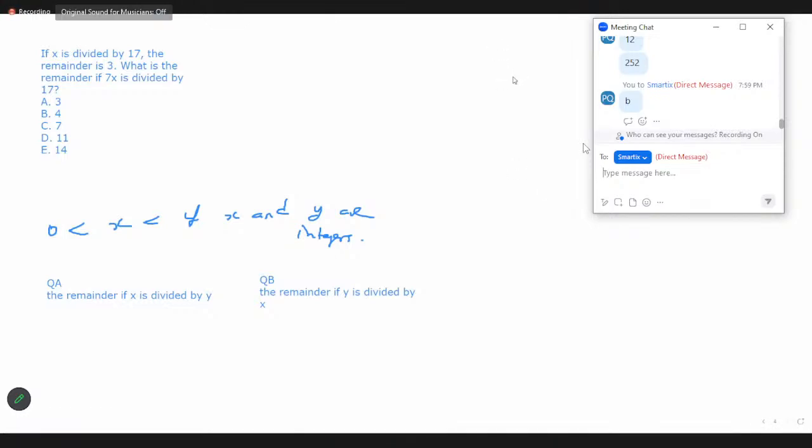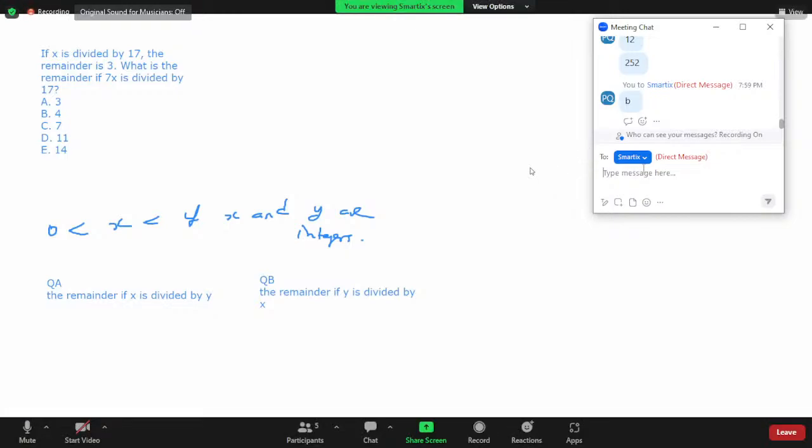Hey, you put D like that, Robert. It's like you like D. It's like your go-to answer. I'm not saying it's wrong, but I'm just saying you like D.